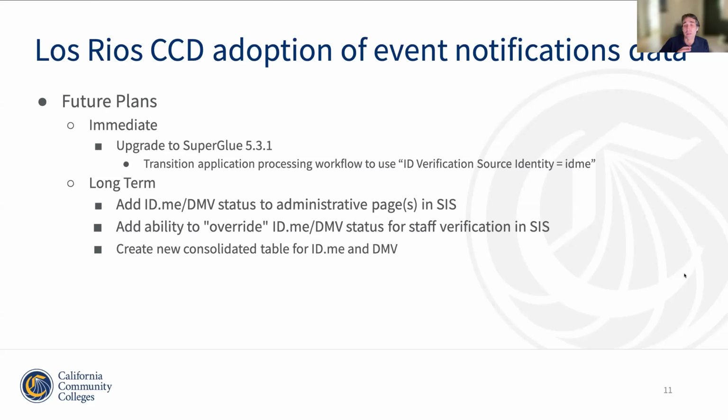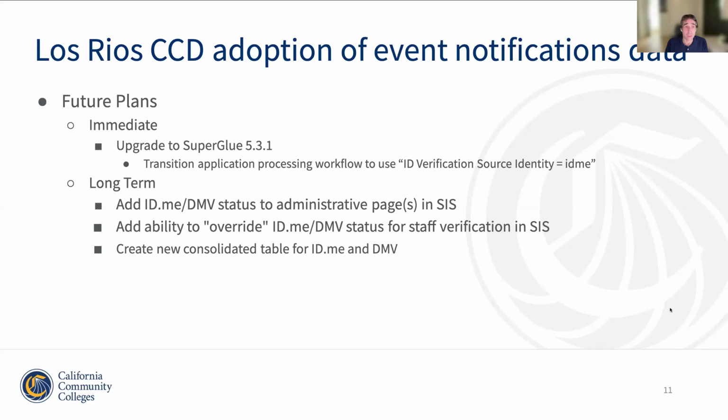We created the custom table in PeopleSoft in the SIS, and then the Boomi middleware process does the querying of the AWS table and then populates it into the PeopleSoft table. So it's the middleware doing that, but we created the custom table in the SIS. So yeah, we need to differentiate between ID.me verification and DMV verification.